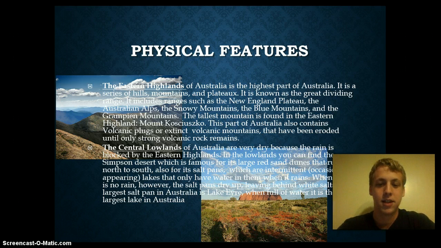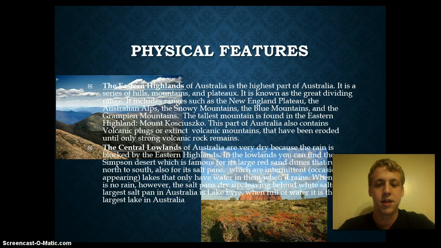Kosciuszko. This part of Australia also contains volcanic plugs or extinct volcanic mountains that have been eroded until only strong volcanic rock remains. The central lowlands of Australia are very dry because the rain is blocked by the Eastern Highlands.